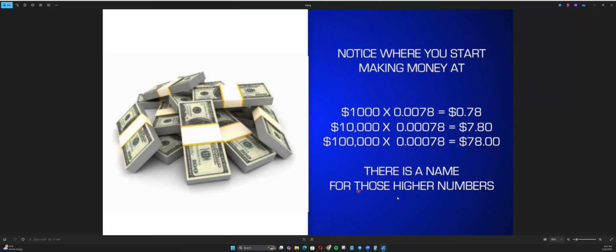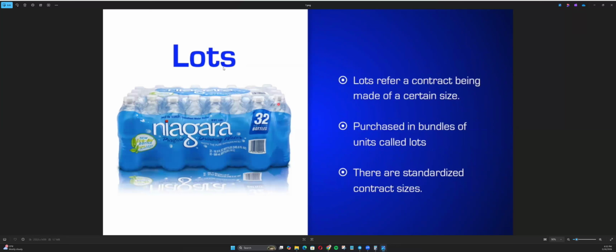There is a name for these higher numbers. These higher numbers we're talking about are lot sizes. Let's just call them lot sizes. So lots refer to contracts being made of a certain size. They are purchased in bundles of units called lots. Those contracts made of a certain size are purchased in bundles of units, which are called lots. Now they are standardized lot sizes.